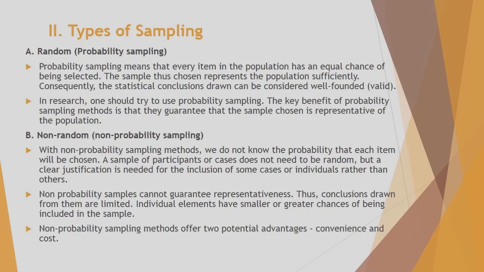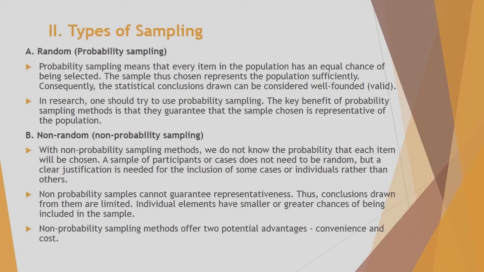Firstly, random sampling. This is also called probability sampling. Probability sampling means that every item in the population has an equal chance of being selected. The sample which is selected represents the population sufficiently. Consequently, the statistical conclusions drawn can be considered well-founded. So this type of sampling leads to valid findings. In research, one should try to use probability sampling techniques. The key benefit of probability sampling methods is that they guarantee that the sample chosen is representative of the population. That's why they are better.